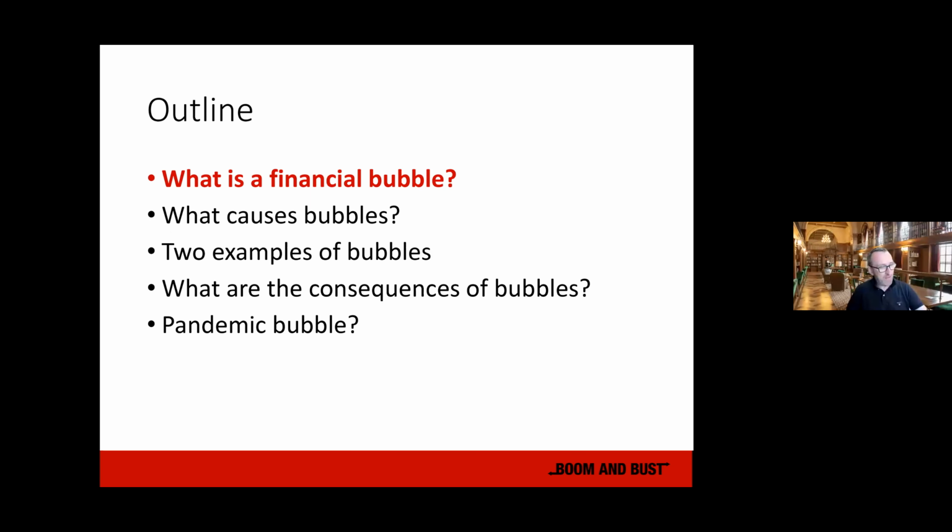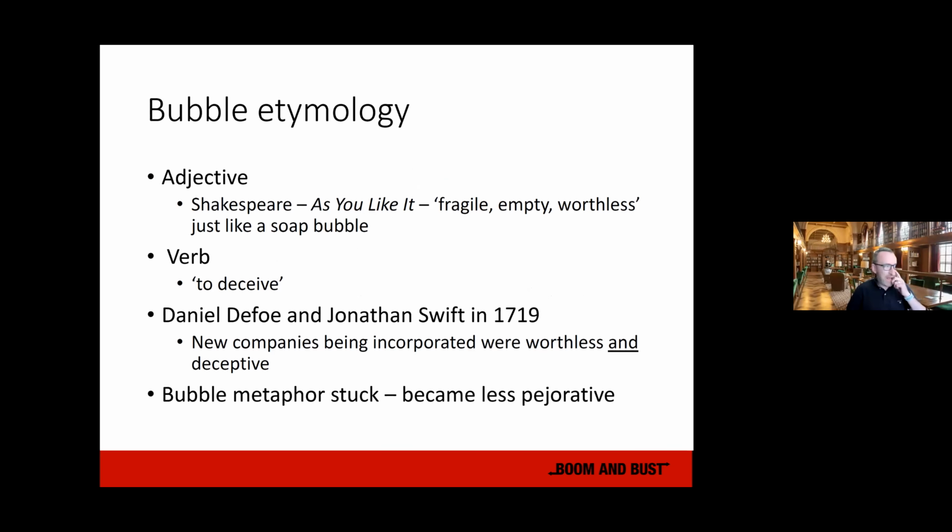So first of all, what is a financial bubble? Let's look a little bit at the etymology of this word bubble, or this metaphor, if you like. The first time it is used, we think, in the English language is in Shakespeare's play As You Like It, his famous All the World's a Stage speech. He uses the word bubble as an adjective, as something that's fragile, empty, worthless, just like a soap bubble. Then over the next 100 years, during the 17th century, the word bubble becomes a verb in the English language, with the idea of deceiving. To bubble someone was to deceive them.